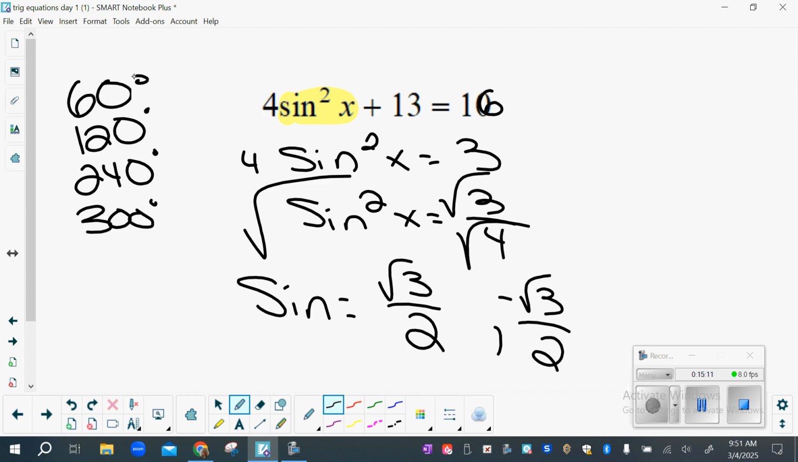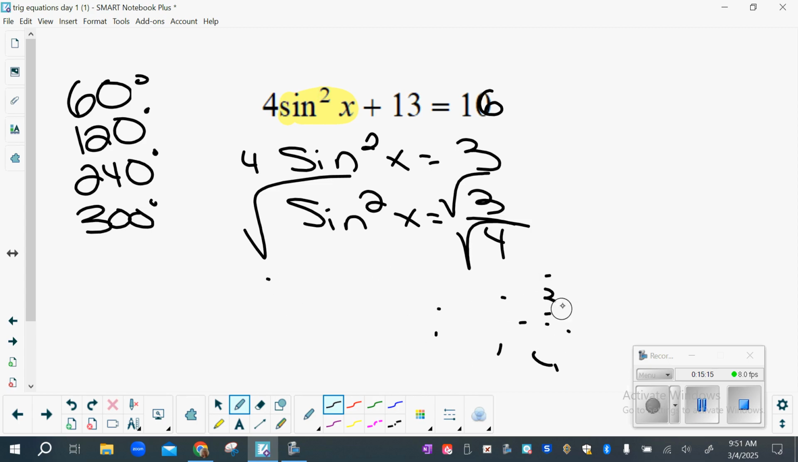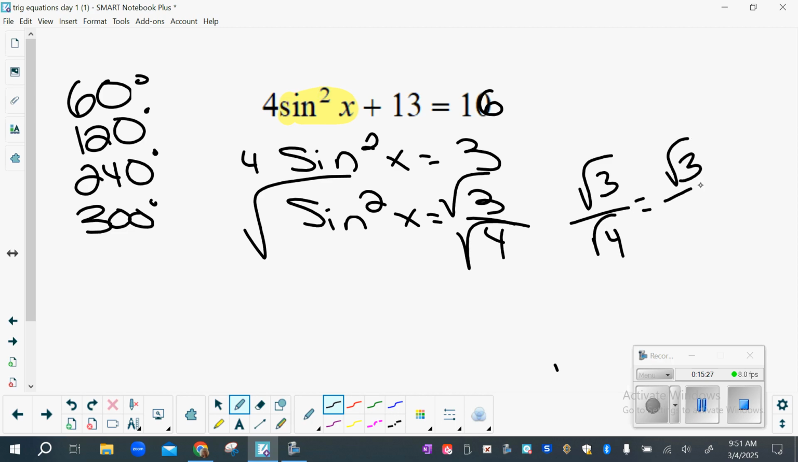Are you cool with this step right here? Did you get to 3/4? Yeah? And then I'm going to square root this side to get rid of the square. I split it up and made it square root of this, square root of that. I don't know the square root of 3, but I know the square root of 4 is 2. And then remember, positive answer, negative answer. Got it. Last one, best one.